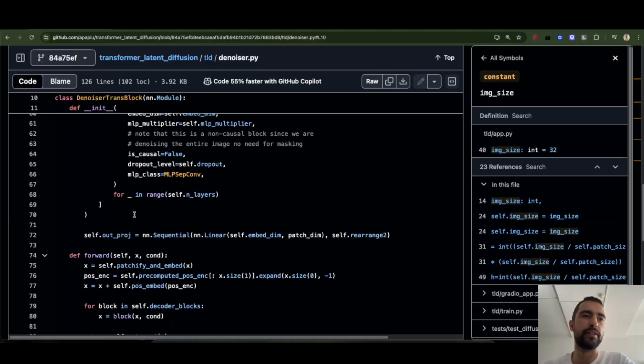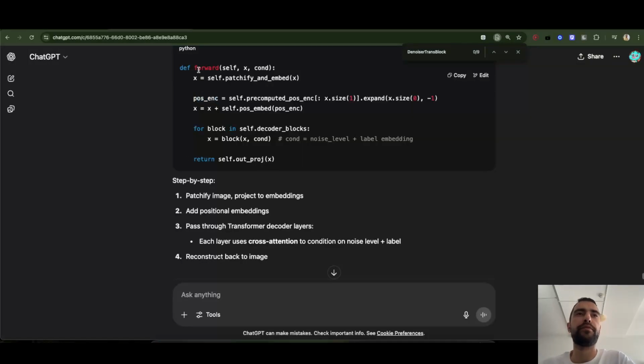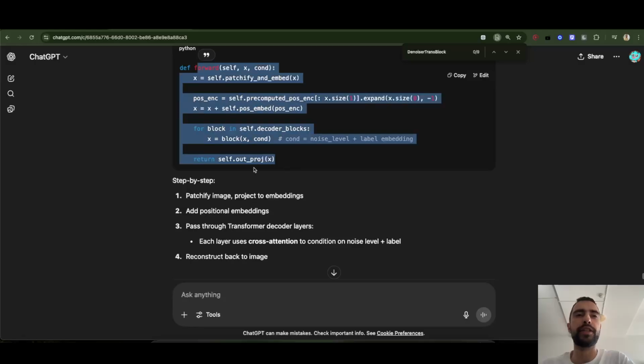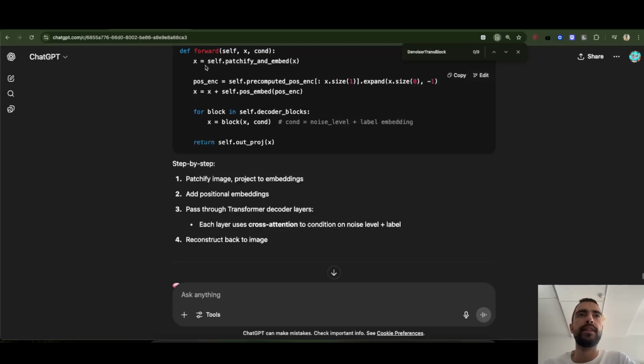Now let's check the forward. That's a lot shorter. Before we look at the code of the forward, let's see what it does on a high level. First, this first line will convert into patches and project each patch into embeddings, as I explained. So it's patchify and embed. Then we need to add positional embeddings.